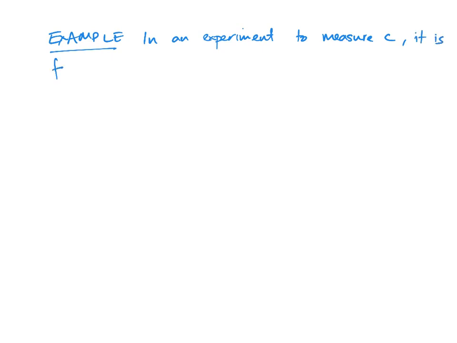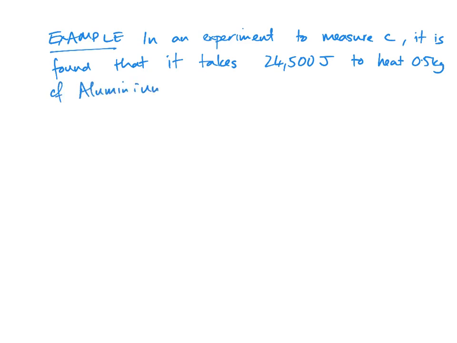We'll do one more example. This is where we're reorganising the formula. So we're going to look at an experiment to measure C. So find that it takes 24,500 joules to heat 0.5 kilograms of aluminium by 50 degrees Celsius. Calculate C.